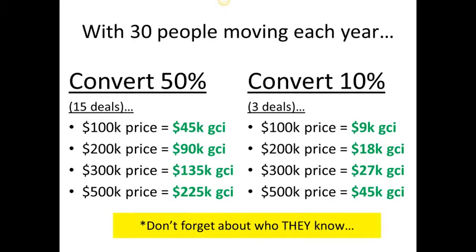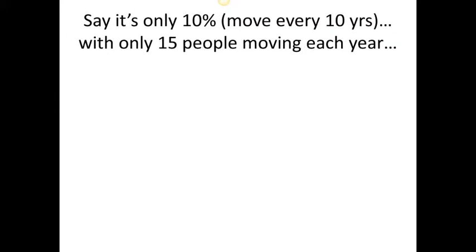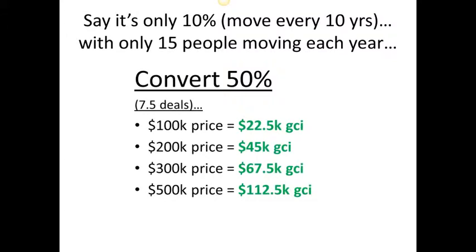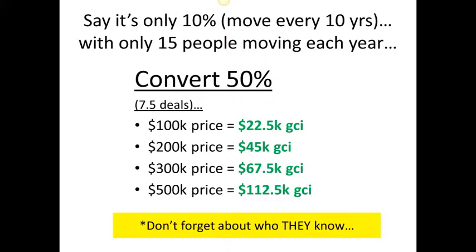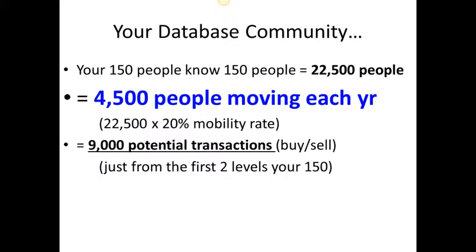And of course, let's not forget who they know, right? So here's what I did. I thought, that sounds high. What if it's only 10%? So with 15 people moving each year, if you just converted 50%, there you go. Because some people get skeptical with the numbers. You see that the numbers are drastic from a gross commission income standpoint, and don't forget about who those people know. So then this is where it gets fun.